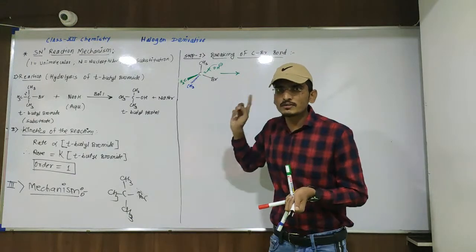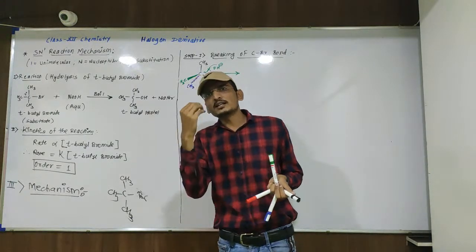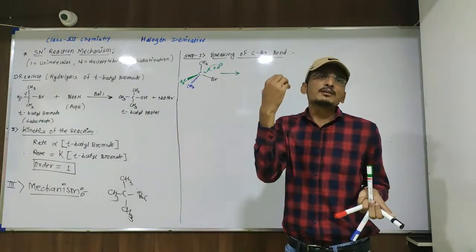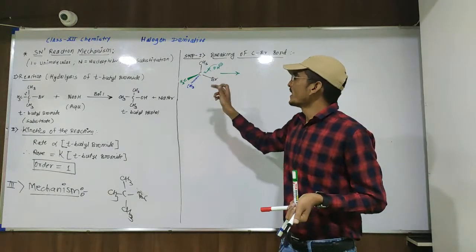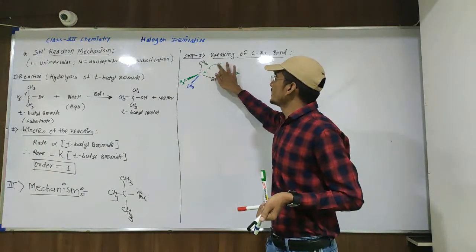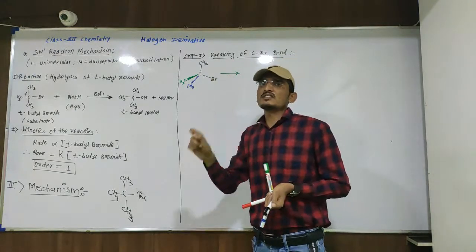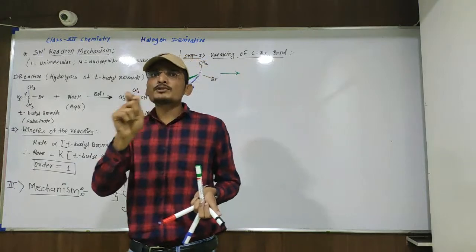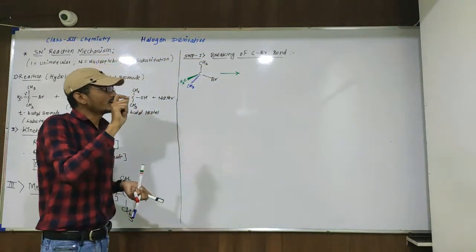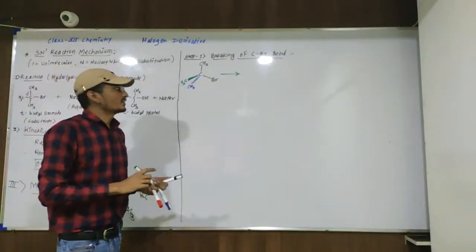So due to that, breaking of the C-Br bond takes place, but this requires some time. That's why it is a slow step, and you know that the slow step indicates the rate determining step. But before that there is one transition state here. There is a breaking of the C-Br bond, so that intermediate step is nothing but the transition state.